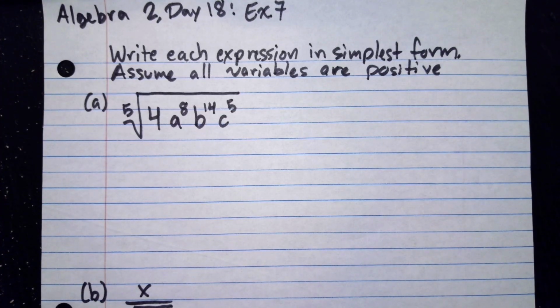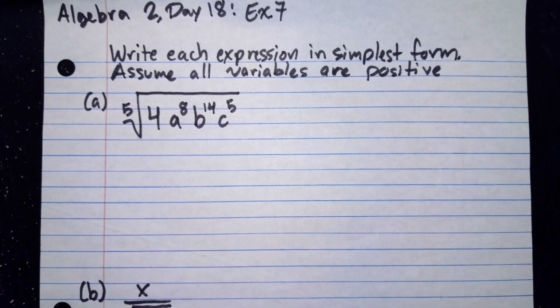Alright, next up is example 7 for day 18 of the Algebra 2 notes. It has 3 parts to it. It says write each expression in simplest form. Assume that all variables are positive.